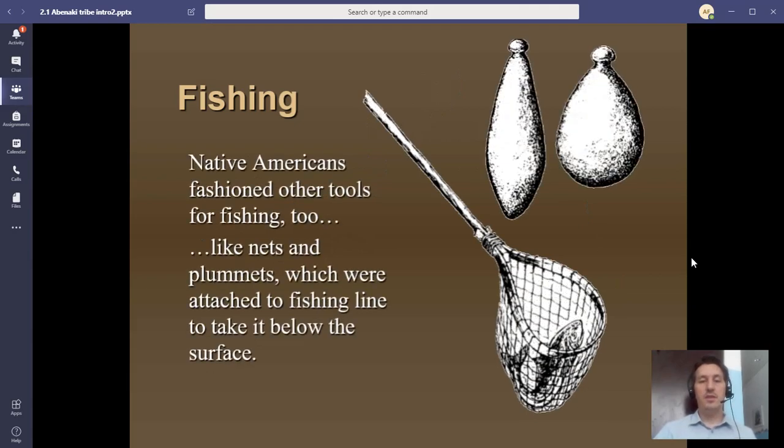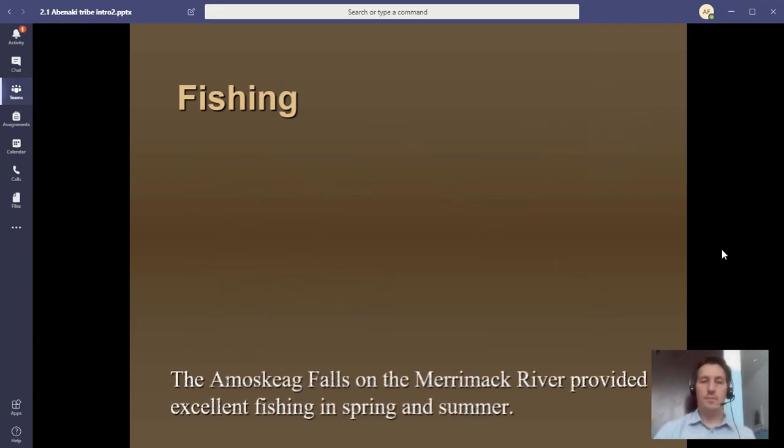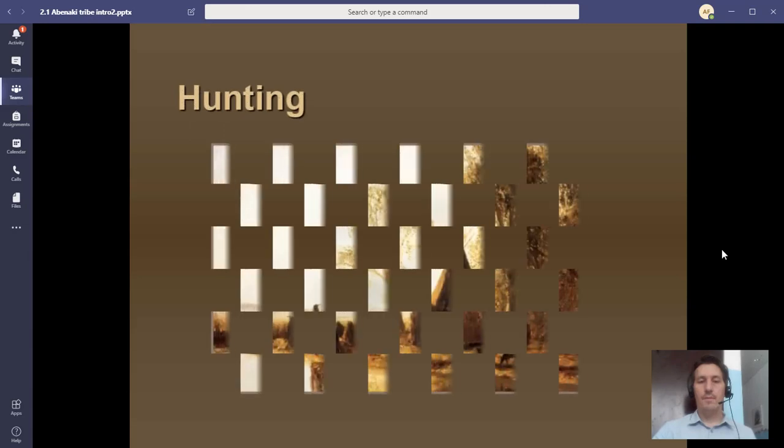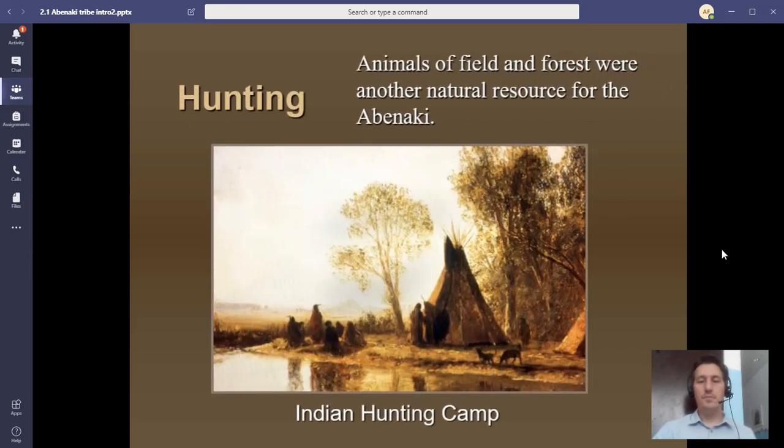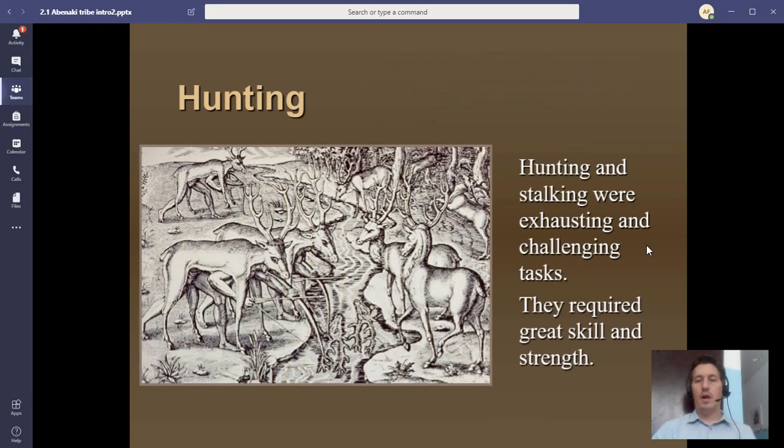Native Americans fashioned other tools for fishing. They had nets and plummets, and they attached these to the fishing line. They put them below the surface and they caught a fish. Hunting also. Here's an example, a painting of an Indian hunting camp. Animals of the field and the forest were a big natural resource for these people. Hunting and stalking were exhausting, though. It's very difficult. Exhausting means it makes you tired. It required great strength and skill.